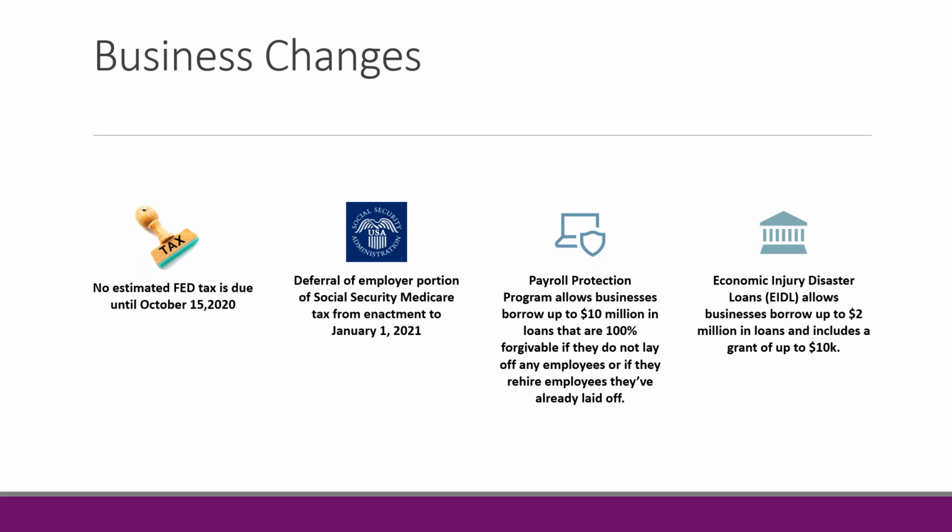The Economic Injury Disaster Loan allows businesses to borrow up to $2 million in loans and includes a grant of up to $10,000. So what I would like to mention here is contact your banking partner if you want to apply for the loan. While the SBA is administering these loans, they will be serviced by the banks.